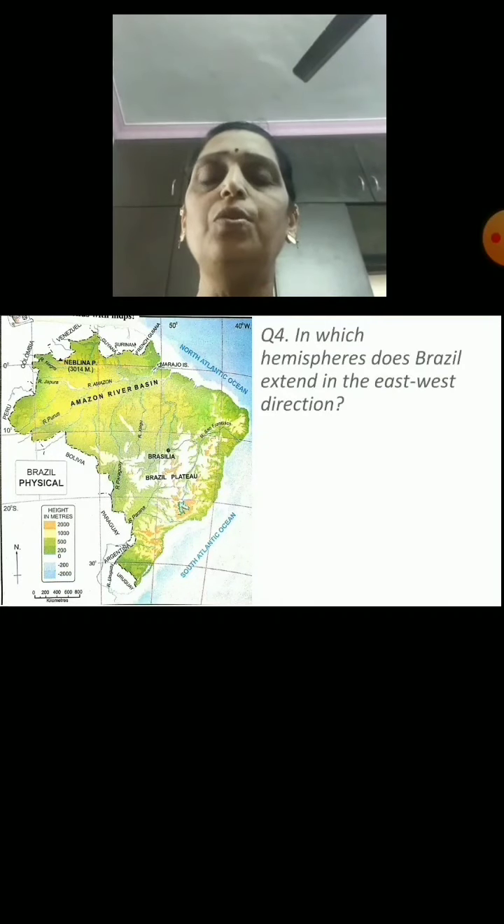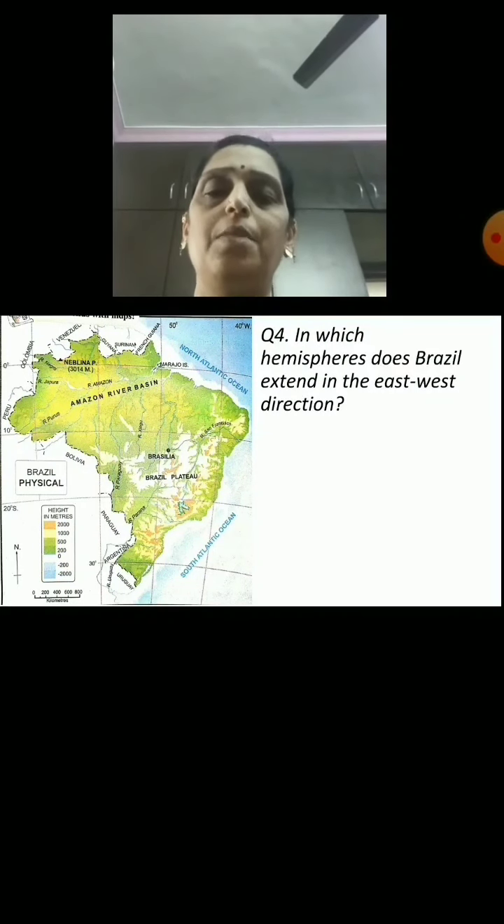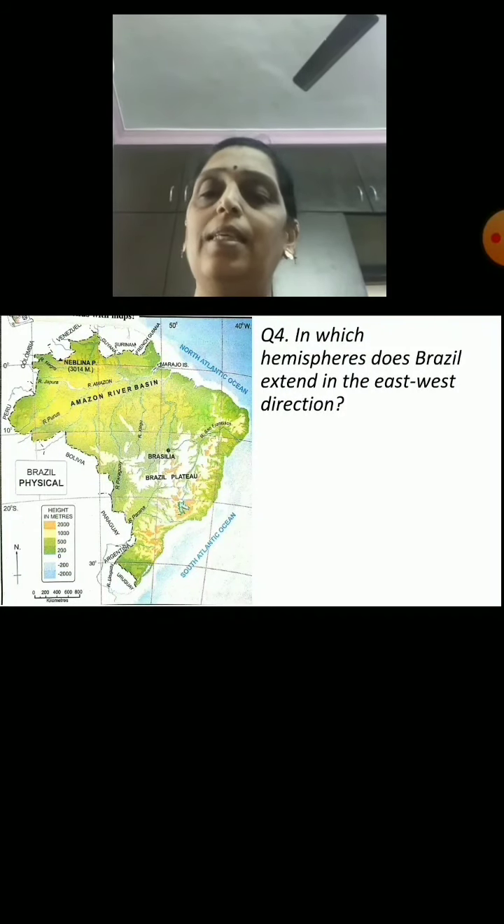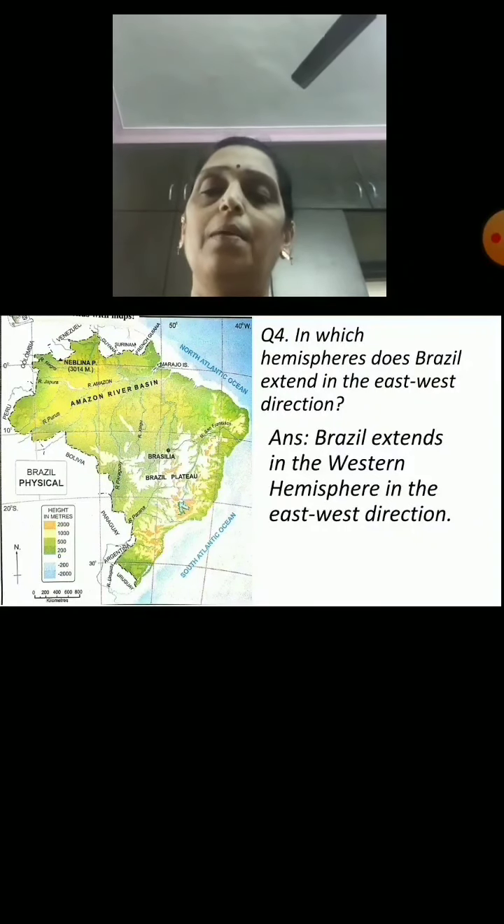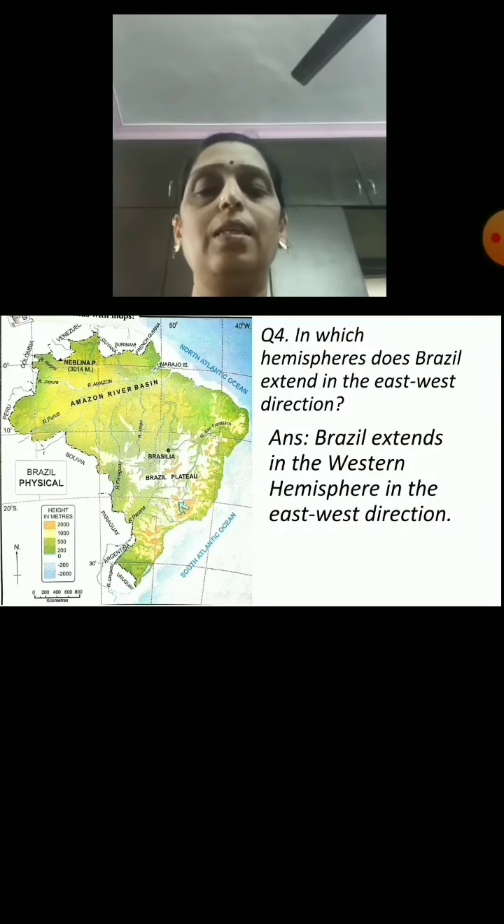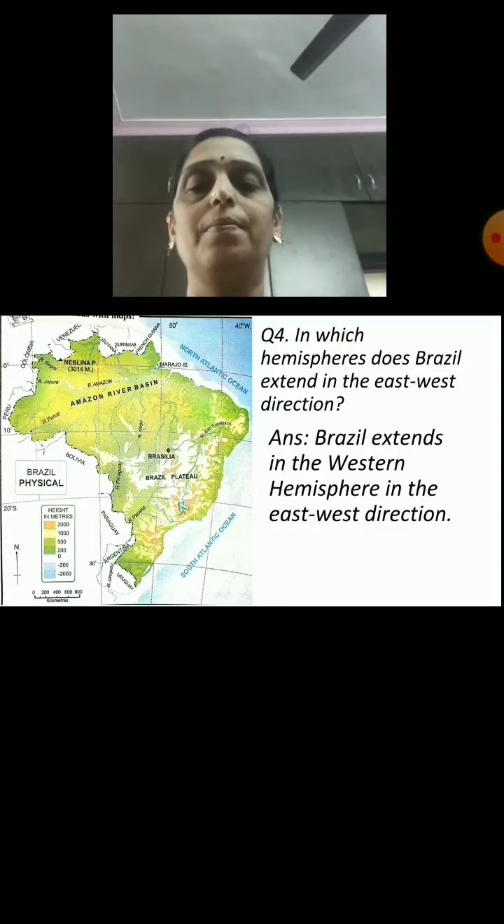Now the fourth question. In which hemisphere does Brazil extend in the east-west direction? You know east-west? Yes. To your right hand side is the west and to your left hand side is the east. Try to find the answer from the map. Yes, I will help you. Brazil extends in the western hemisphere in the east-west direction.